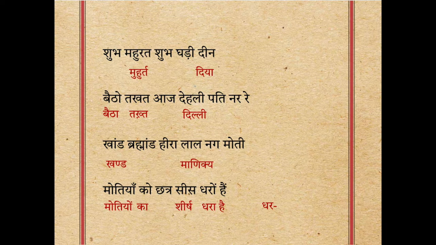And taken together, the words in this line, motiyan ko chatra sisa dharon hain, mean he has taken on, or it has been taken on. What's been taken on or positioned? It's a chhatra, a parasol of pearls, right? And what has it been taken above? Oh, it's been taken above his head. So, in other words, he has above his head a parasol or a dome of pearls.